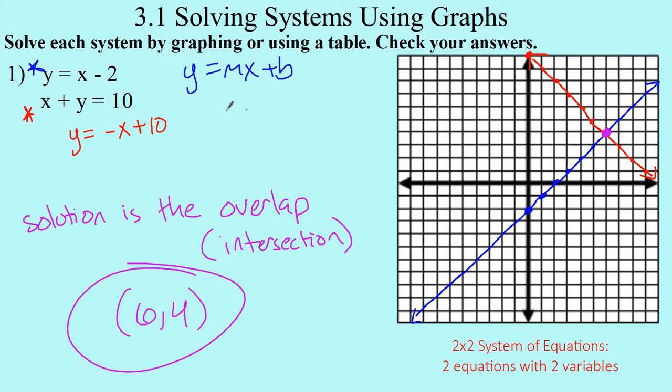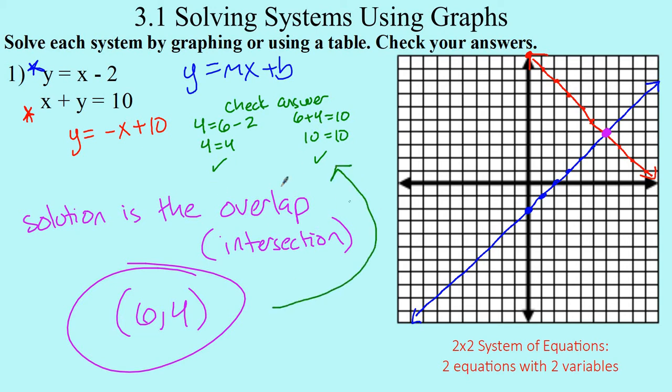So how we check our solution: we check our answer by plugging it in. For the first one, we would get y equals 6 minus 2, so we get 4 equals 4. That is true. Check the second equation: 6 plus 4 equals 10. 10 equals 10. It worked. So our answer worked.